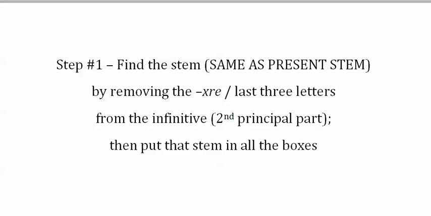For the imperfect tense, our first step will be to find the stem. And the nice thing about this is that it's the same stem that we would use in the present tense. So we're going to remove the last three letters, something RE, from the infinitive, or the second principal part of the dictionary definition, and that will go into all the boxes on our chart.